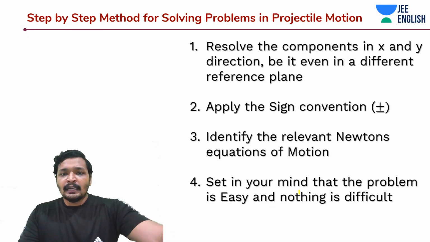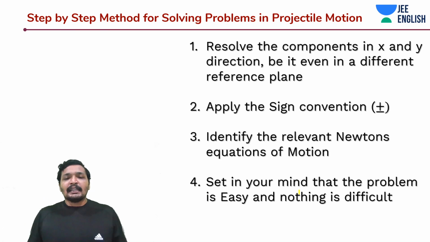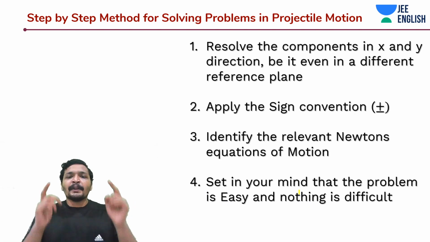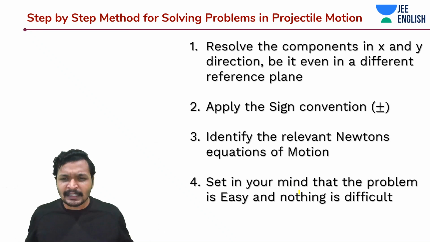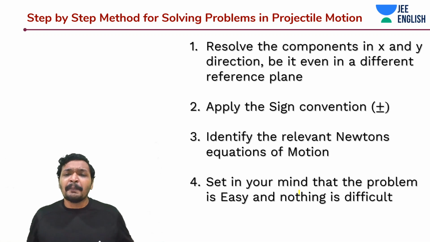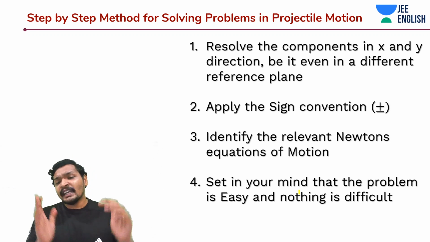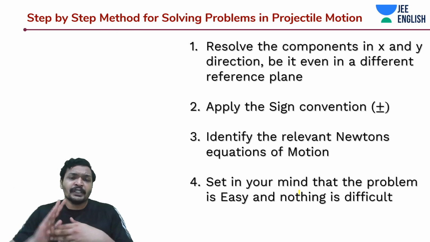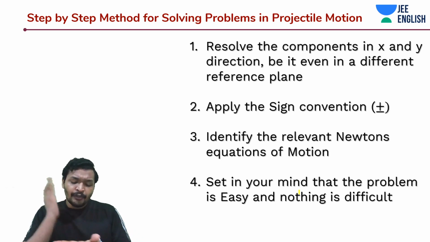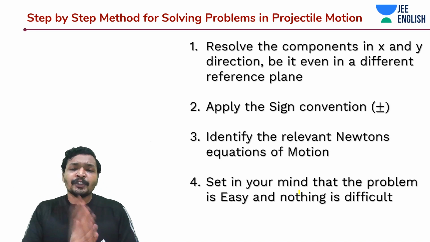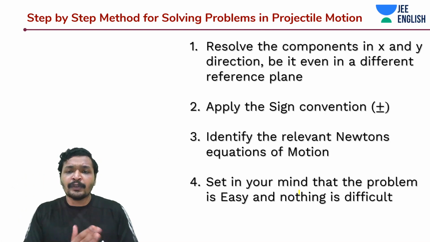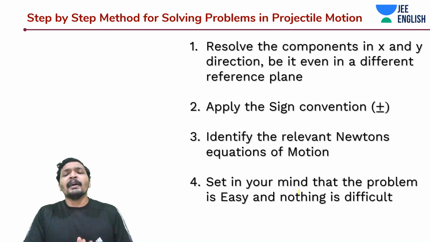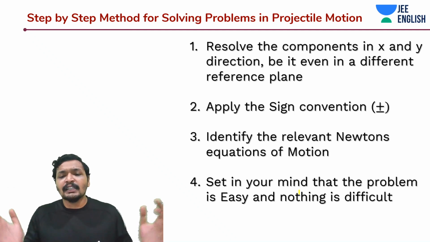And finally, I'll talk about the same strategy again: resolve the components in x and y direction, even for a different reference plane, apply the sign convention, practice the sign convention, practice resolving components in x and y direction, identify the relevant Newton's equation of motion. That is more important. You know the knowns. For the unknowns, you should be able to determine the Newton's equation of motion. Even if there are two equations from which you have to derive, first identify those and set in your mind that problems in projectile motion are easy. It will become really easy.